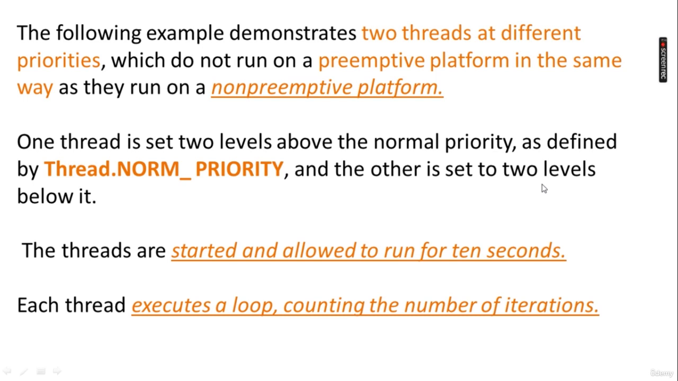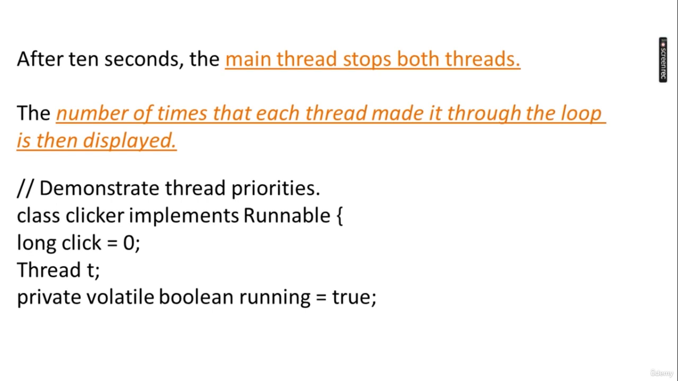Okay, so this is the example. One thread is set 2 levels above the normal priority as defined by Thread.NORM_PRIORITY, and the other is set 2 levels below it. The threads are started and allowed to run for 10 seconds. Each thread executes a loop counting the number of iterations. After 10 seconds, the main thread stops both threads. The number of times that each thread made it through the loop is then displayed.